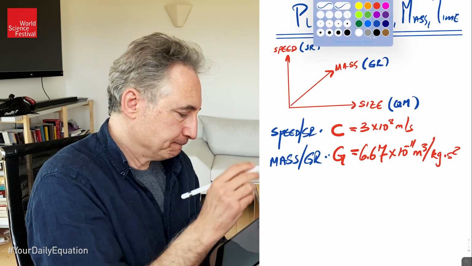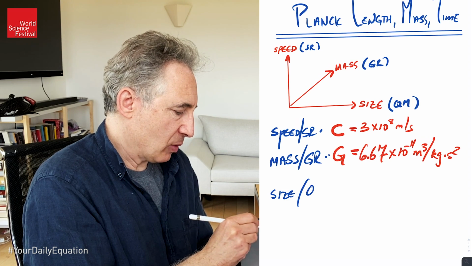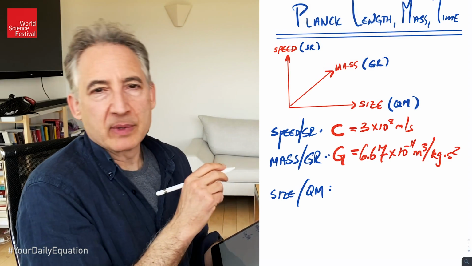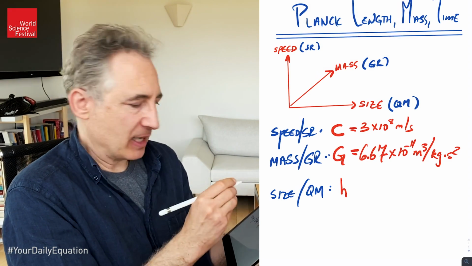And then finally, if we go to the size and the quantum mechanics axis, then those of you who have looked at some of the previous episodes know that a number that comes into that story is Planck's constant.